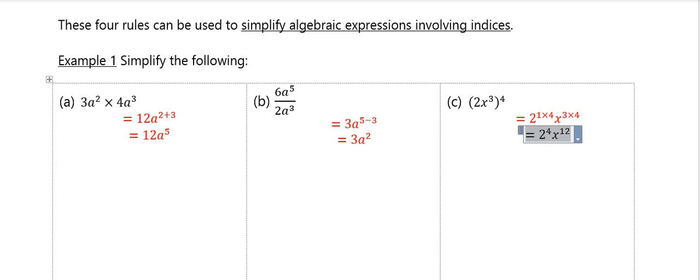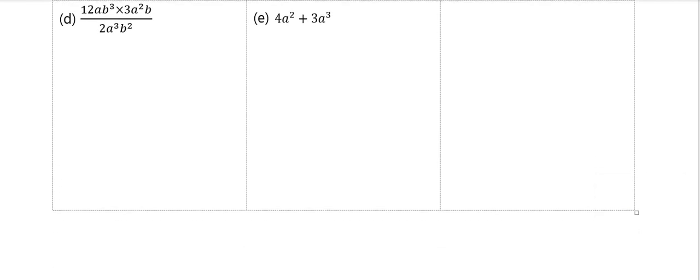So here, one tip: if you have numbers like this, 2 power 4 x squared, x power 12, you have to simplify the 2 power 4 by writing it as 2 times 2 times 2 times 2. So 2 times 2 is 4, 4 times 2 is 8, and then 8 times 2 is 16, right? So this is the third one, 16x power 12. Okay, let's move on to the next one.